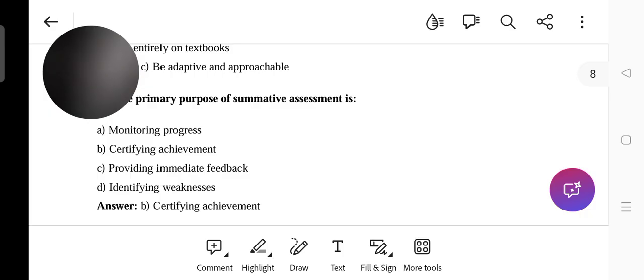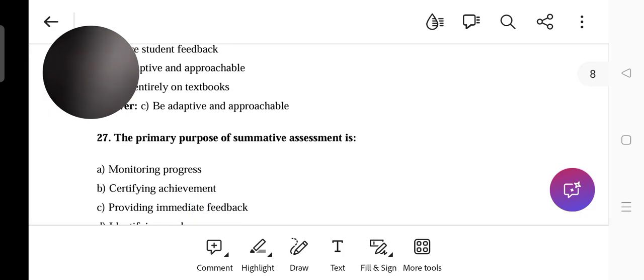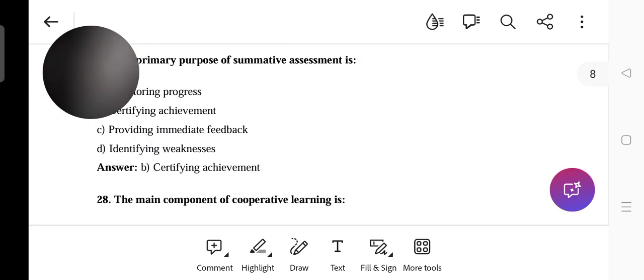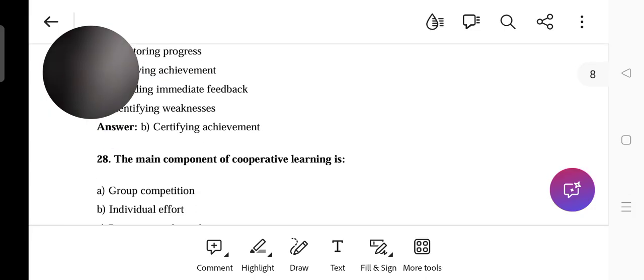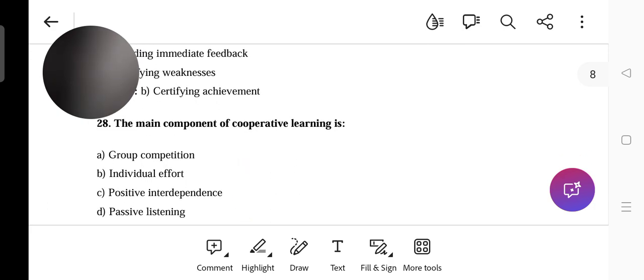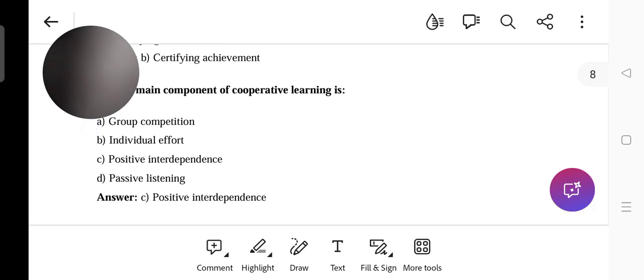So we can find that the option B will be the appropriate, because the primary purpose of summative assessment is certifying achievement. Okay. The next question. The main component of cooperative learning is, option A, group competition. Option B, individual effort. Option C, positive interdependence. And option D, passive listening.